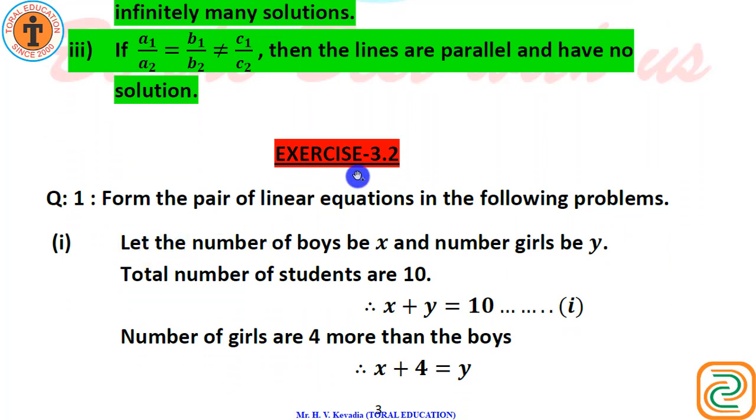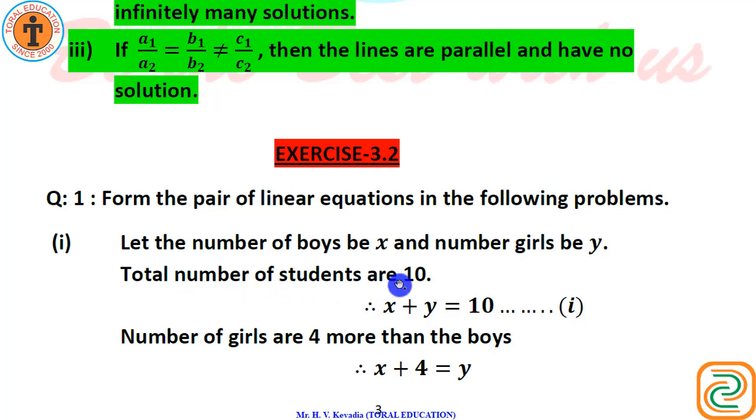So the first question in exercise 3.2: form the pair of linear equations in the following problems and find their solutions graphically. Here I am reading the question. 10 students of class 10 took part in the mathematical quiz. If the number of girls is 4 more than the number of boys, find the number of boys and girls who took part in the quiz. So let the number of boys be x and number of girls be y. We should take x and y as variables.